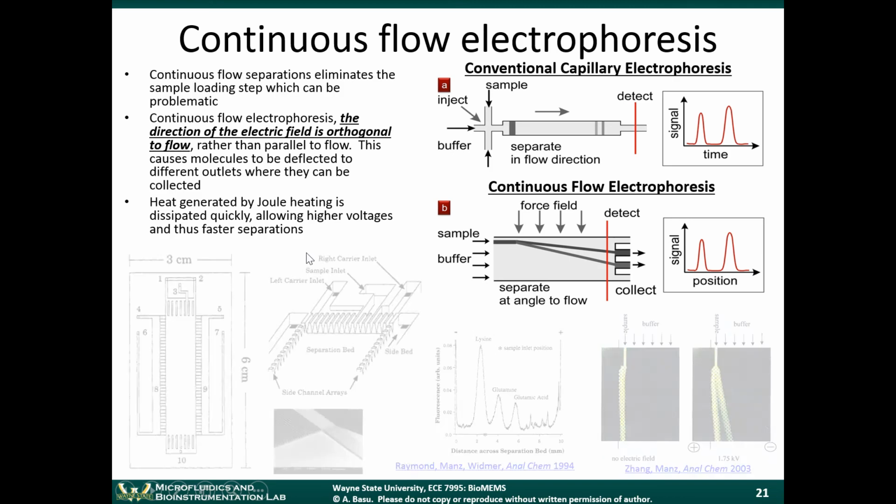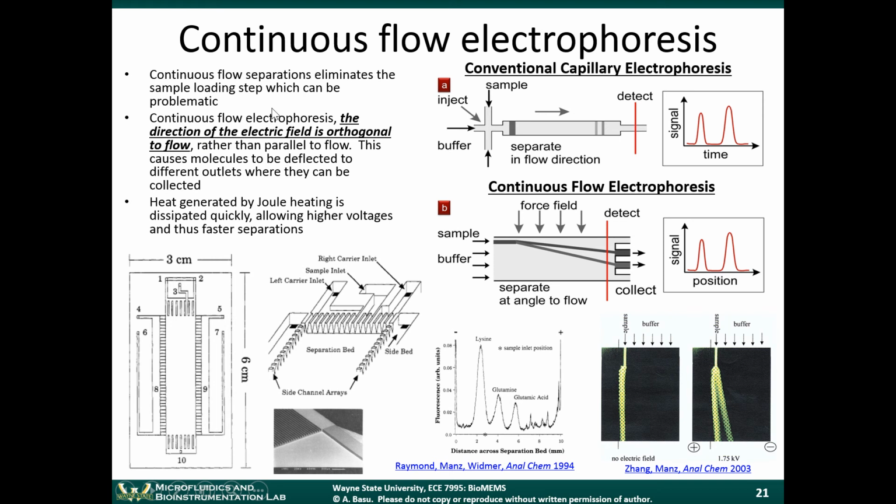So the definition of continuous flow electrophoresis is that the direction of the electric field is orthogonal to the direction of flow. One of the potential advantages of this technique is that the heat generated by Joule heating is dissipated quickly, so this allows you to use higher voltages, and thus you can get faster separations this way. The fabrication of these devices is a little bit tricky though.